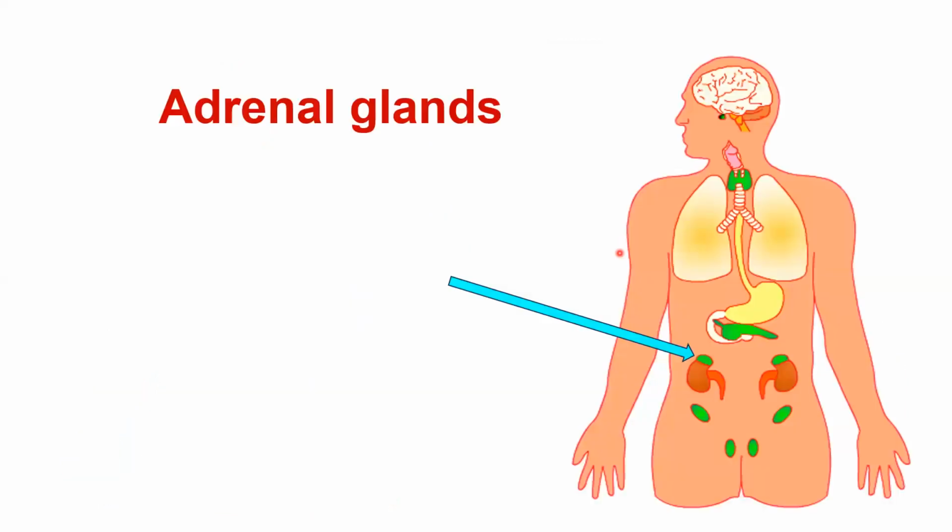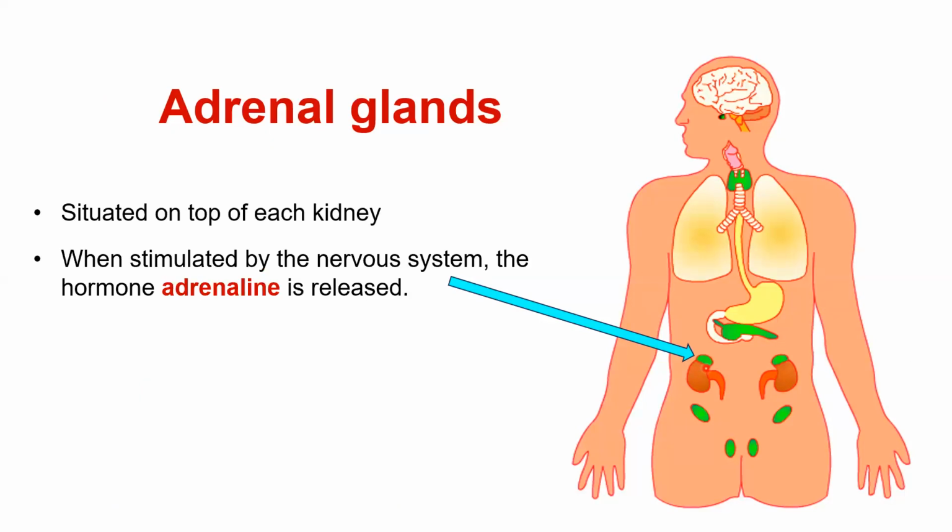Next is the adrenal gland. Adrenal glands are located just above the kidneys. Okay, and they are above the kidneys. They produce the hormone adrenaline. And adrenaline has a wide range of effects, which we will be discussing.